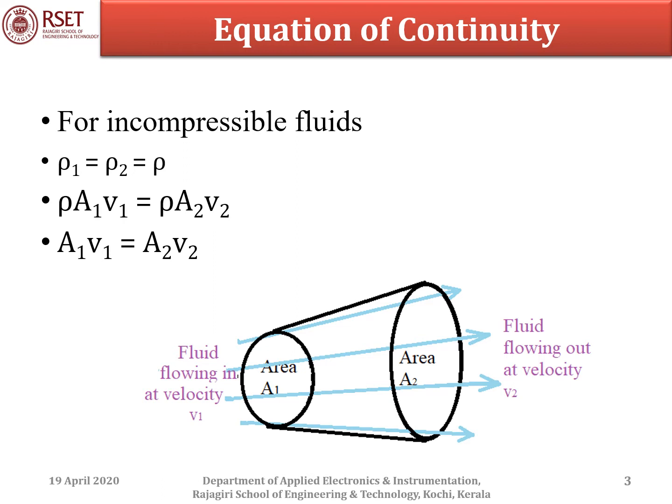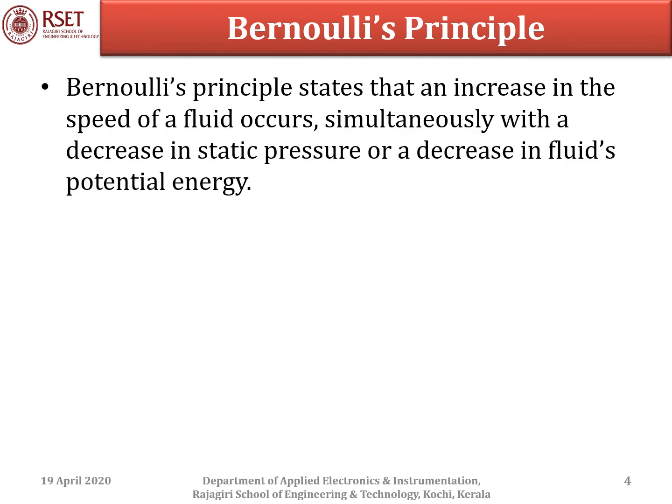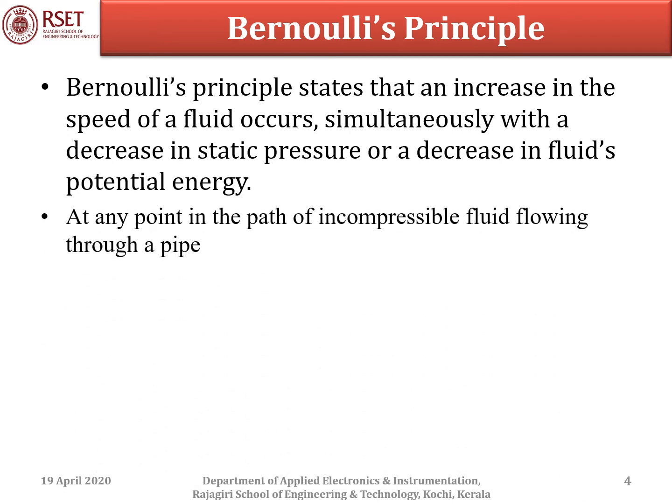Let us see Bernoulli's principle. Bernoulli's principle states that an increase in the speed of a fluid occurs simultaneously with a decrease in static pressure or a decrease in fluid's potential energy. At any point in the path of an incompressible fluid through a pipe, the sum of pressure plus rho v square by 2 plus rho gh is a constant. Here rho stands for density of fluid, v is the velocity of flowing fluid, g is acceleration due to gravity, and h is the height of the fluid.